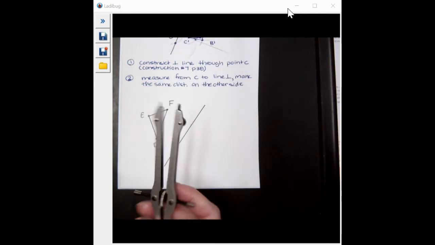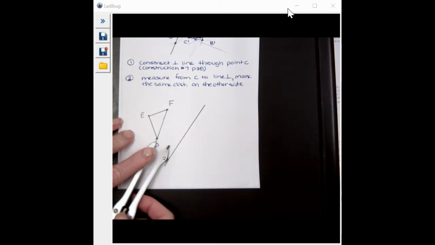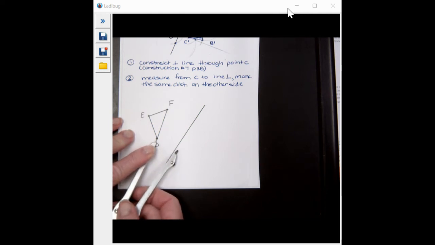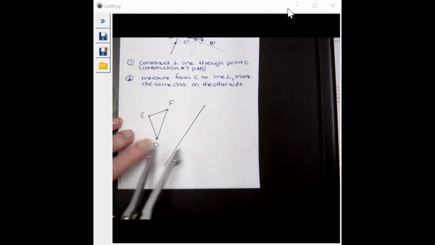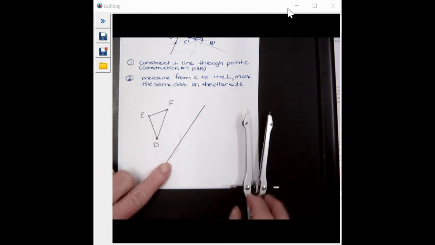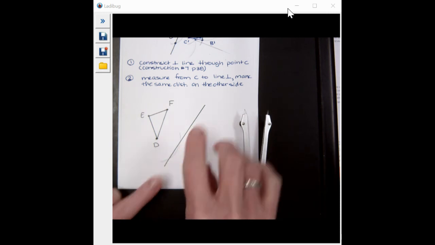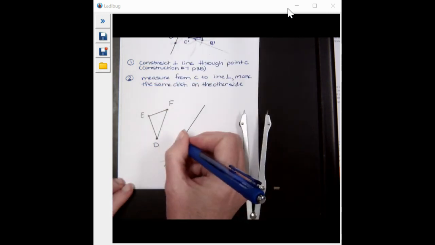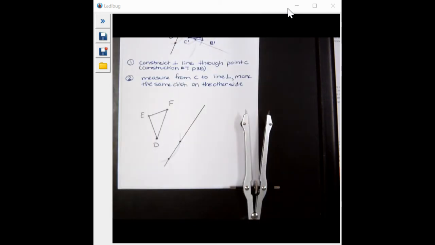So I'm going to put my needle on D, and I'm going to set my radius to be something that goes across my line. So now I'm going to draw an arc. I could do the whole circle, but I really just need the part of the circle that crosses my line of reflection. I'm going to mark where my intersection points are.